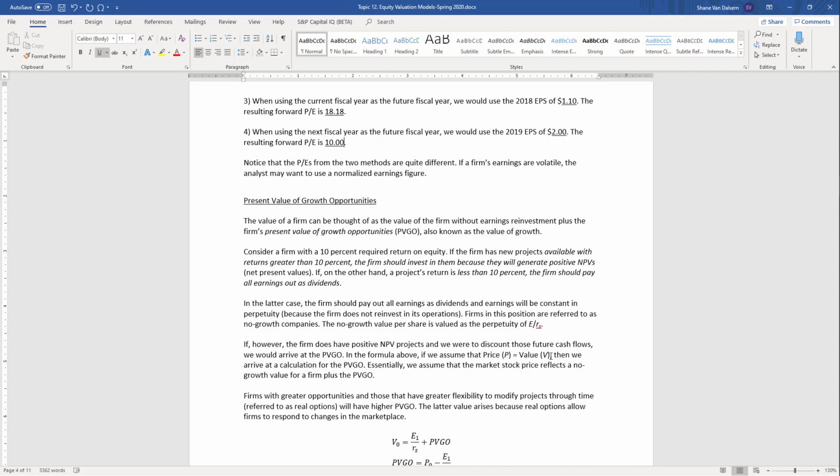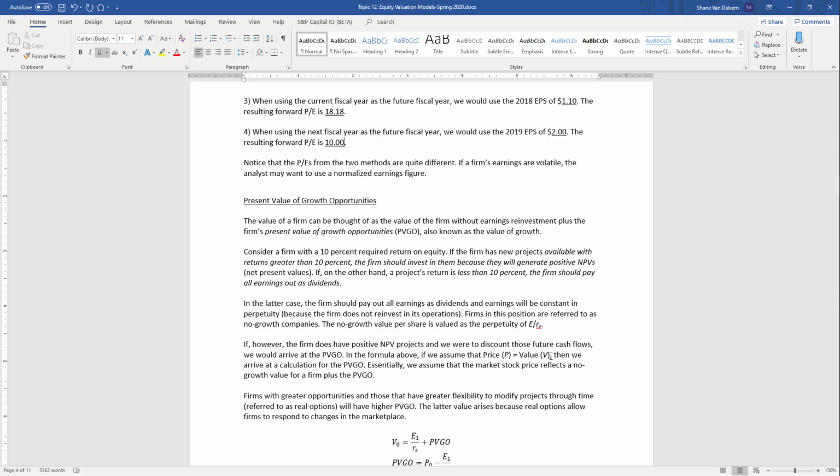But real options do really just represent opportunities. We can price those opportunities using, and the next topic we're going to talk about in this class is options, financial options. We can price opportunities for a firm as an option, and they're referred to as real options rather than financial options. But we can determine the value of those options.